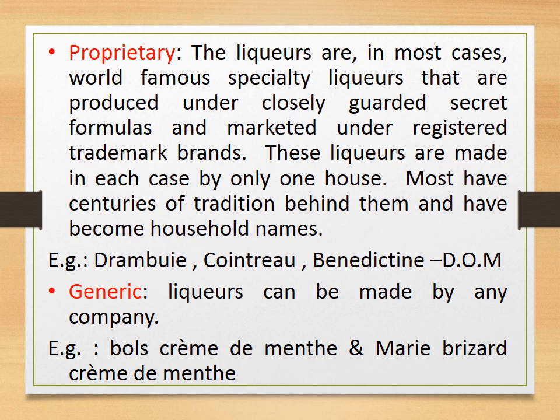Liqueurs are classified as proprietary liqueurs or generic liqueurs. The proprietary liqueurs are, in most cases, famous specialty liqueurs that are produced under closely guarded secret formulas and marketed under registered trademark brands. These liqueurs are made in each case only by one house. Most have centuries of tradition behind them and have become household names. Examples: Drambuie, Cointreau, Benedictine, DOM.